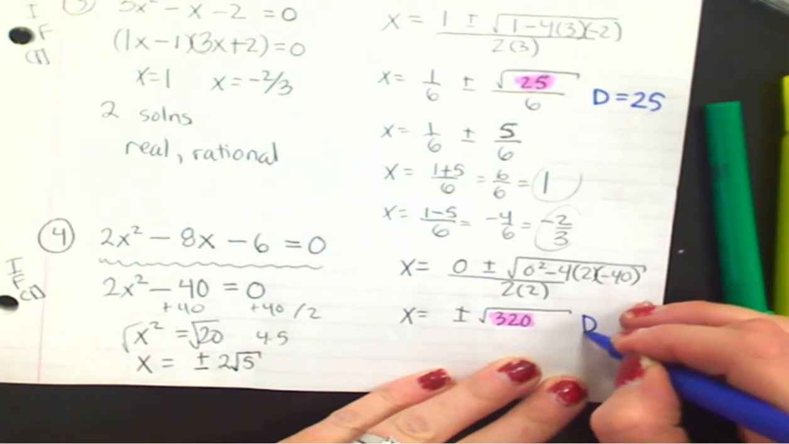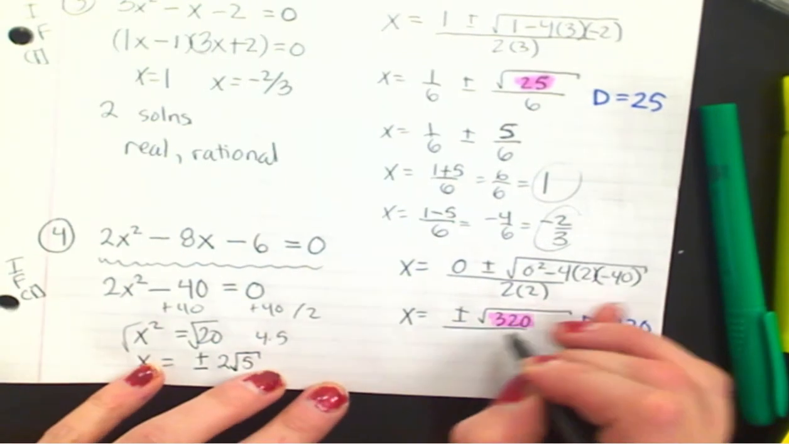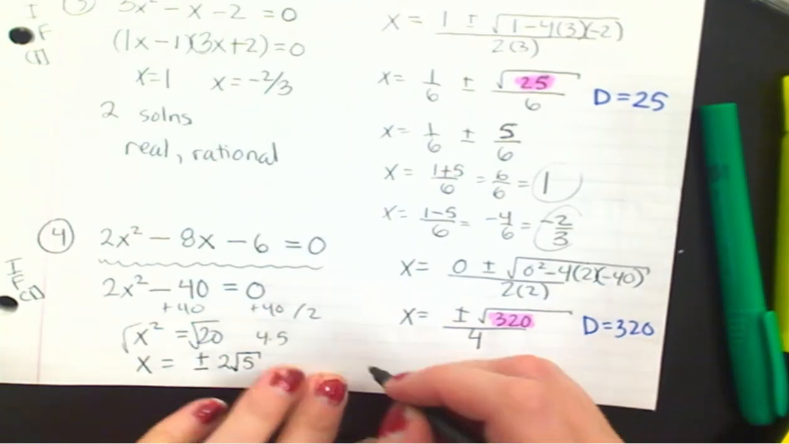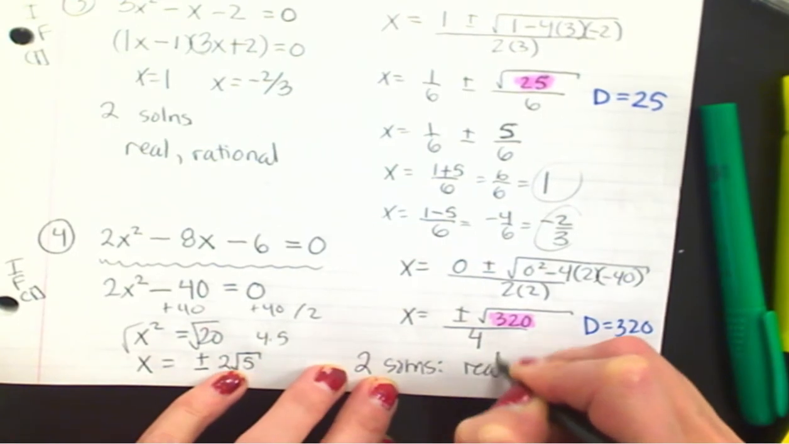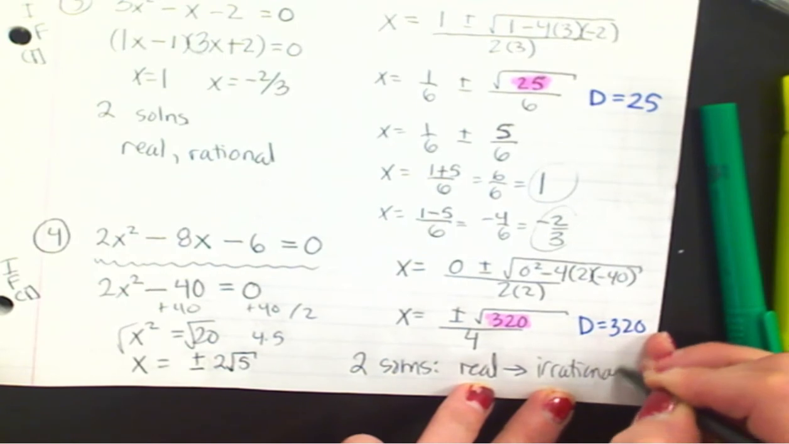I don't know about you, but I don't really want to figure out my perfect squares with 320. Since I already have the answer over here with much smaller numbers. Okay? All over 4. Now I'm assuming that this simplifies because the answer is plus or minus 2 root 5. So my discriminant is positive, but it is not a perfect square. So I have two solutions. They happen to be real, but they also happen to have a radical, which is irrational.